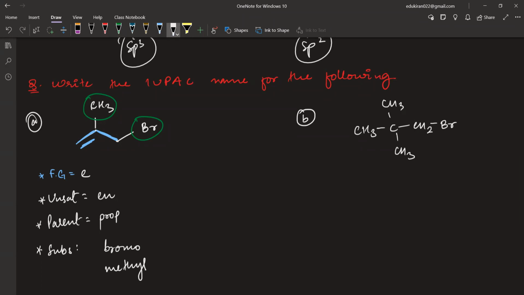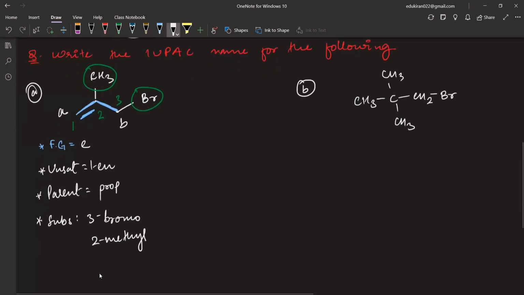Okay, now we have to number it. So we have a terminal A and we have a terminal B. Where should I start numbering from, A or B? Please tell me, guys. A, right? Why? Because A has the double bond. So we start with the terminal which is nearest to the double bond. So we'll number 1, 2, and 3. Methyl will be at the second, bromo will be at the third, and 1-ene will be at the first. So what will be the name?